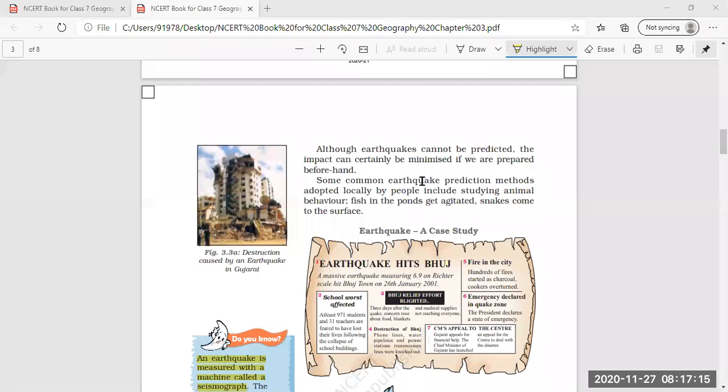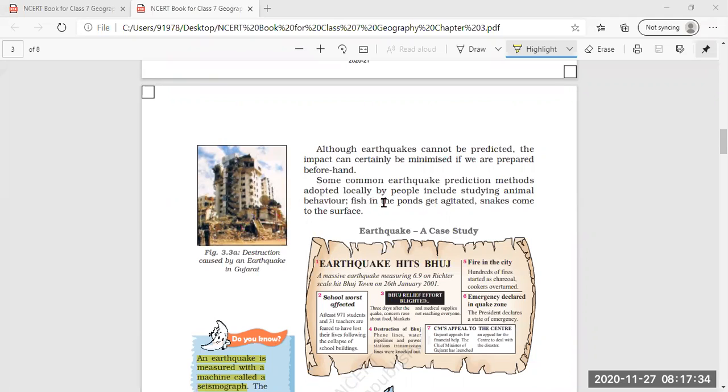Then we have seen that an earthquake cannot be predicted. It is true that an earthquake cannot be predicted, but we can minimize, we can lessen the destruction of the earthquake which will occur after the earthquake appears.